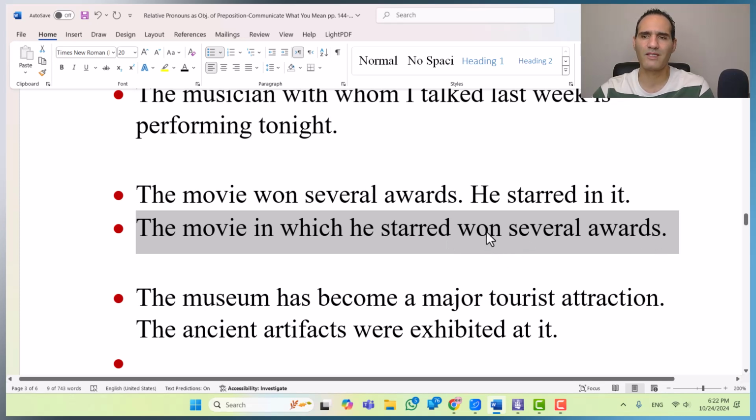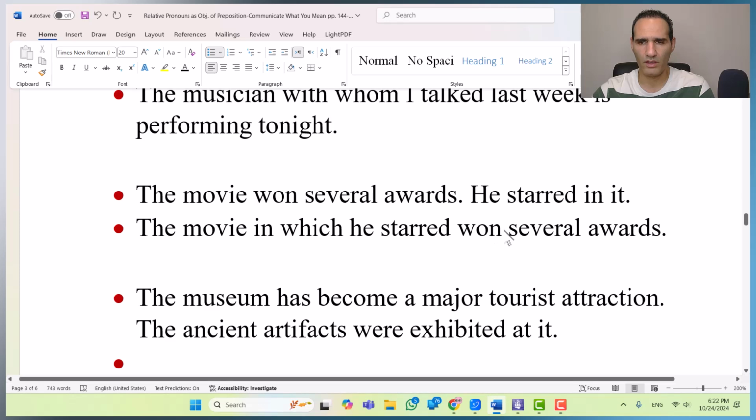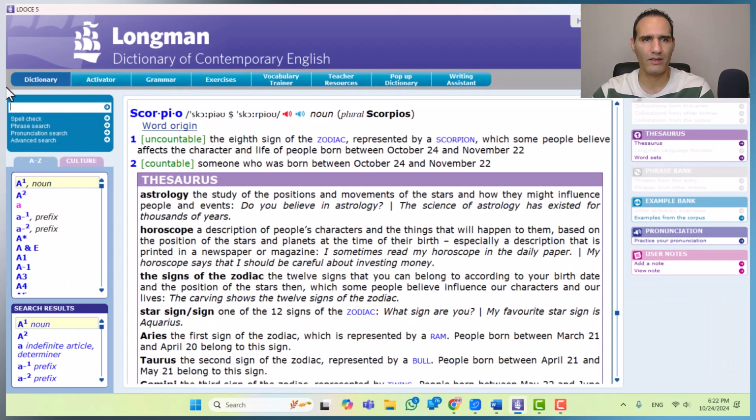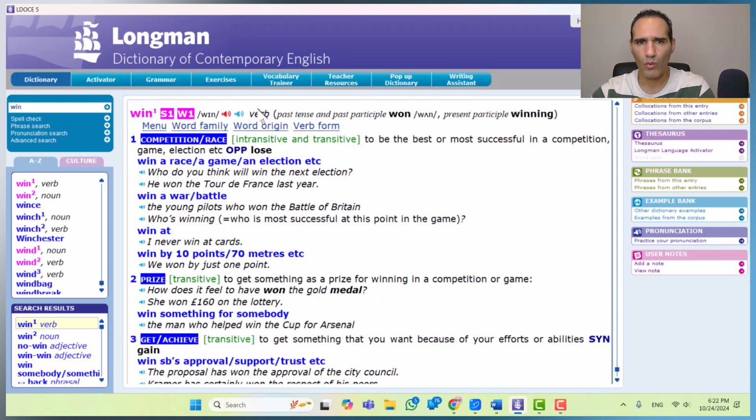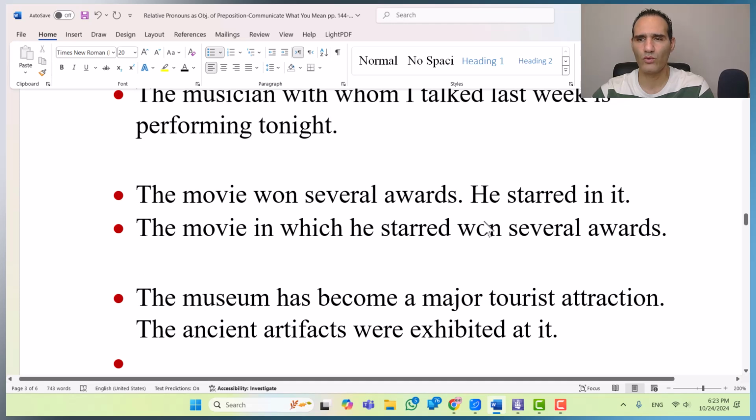And some students by mistake pronounce it "won" incorrectly. If you look at Longman Dictionary, for example, it says win, and the past is won, and participle won. And here, one example for you, for example, he won, we won. We won by just 1 point. You see? We won by just 1 point, so it is won.